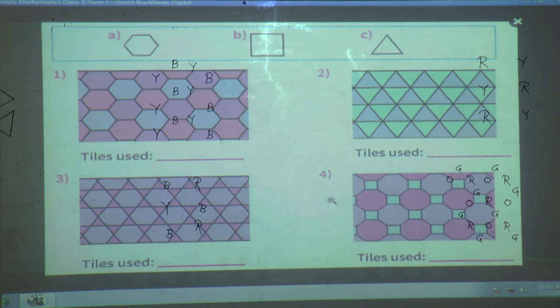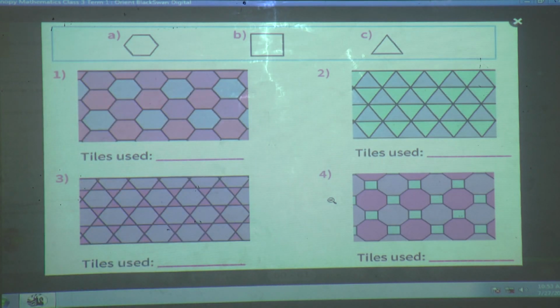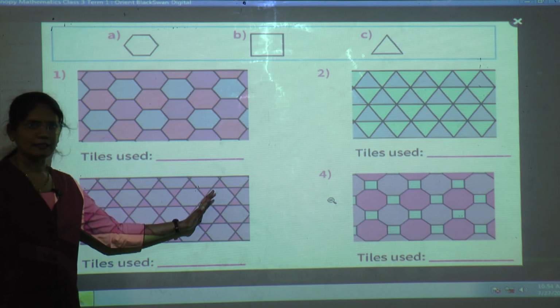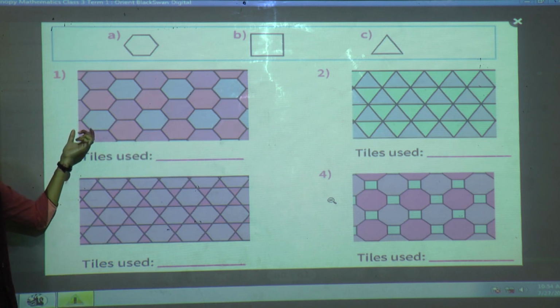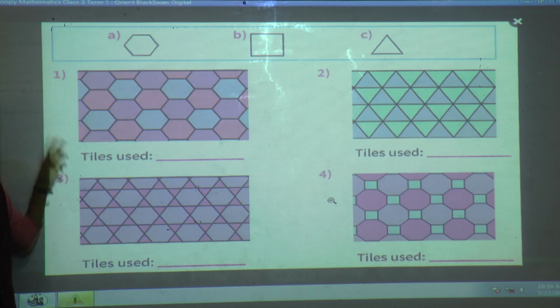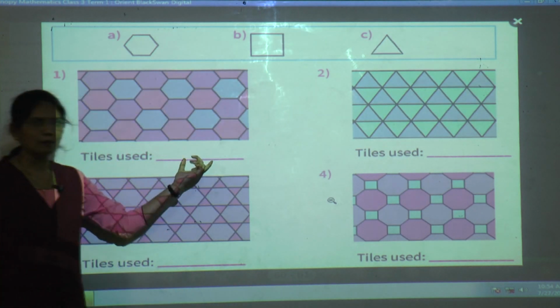See the second question. The question is, from the box choose the shapes. I will read the question. From the box choose the correct tiles used to make each of these patterns. Some patterns use one tile and others use two tiles. Now here they have given patterns with tiling. In each pattern sometimes they have used only one shape, but somewhere they have used two shapes. Which shapes they have used, that shape we have to select from the box, and only that shape we have to draw here.